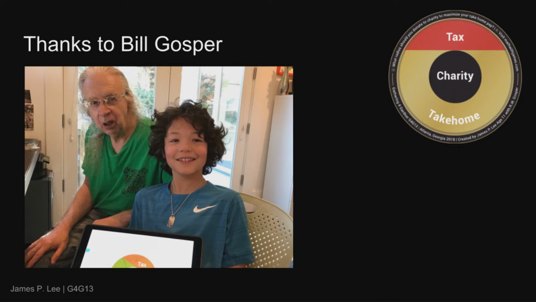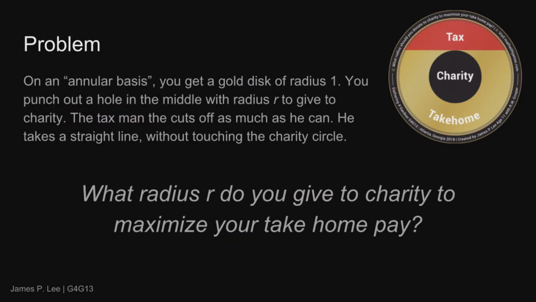I want to say thank you to Bill Gosper because he gave me this problem. So the problem is, on an annual basis, you get a gold disc of radius 1. Punch out a hole in the middle with radius r to give to charity. The taxman cuts off as much as he can, taking a tangent line to the charity circle, as the diagram shows. And what radius do you give to charity to maximize your take-home?